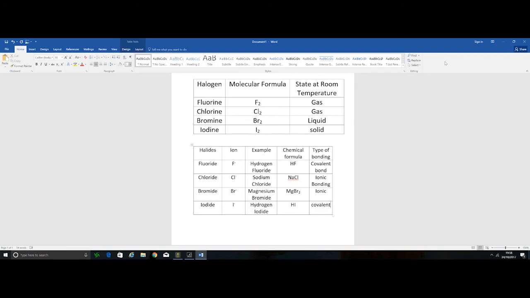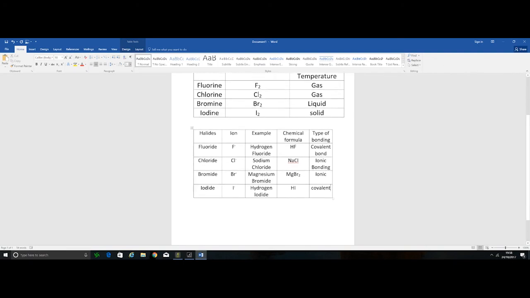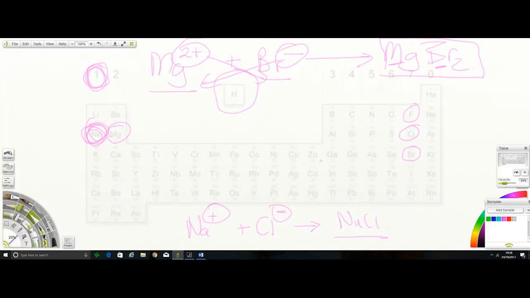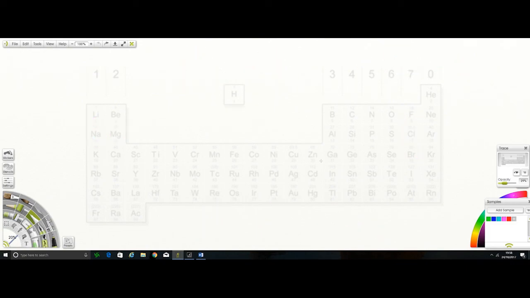Okay, well done if you have got that. If you haven't, this is something that you need to be going through and learning. So with that said, let's have a look at the reactions between fluorine, chlorine, bromine and iodine with hydrogen gas. Okay, so firstly let's go with fluorine.